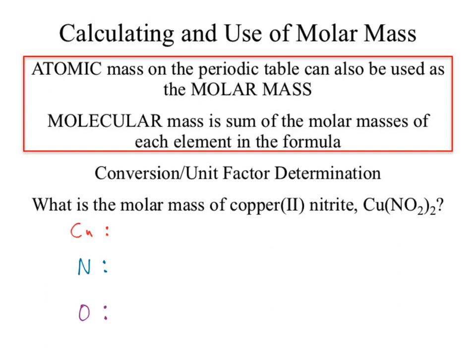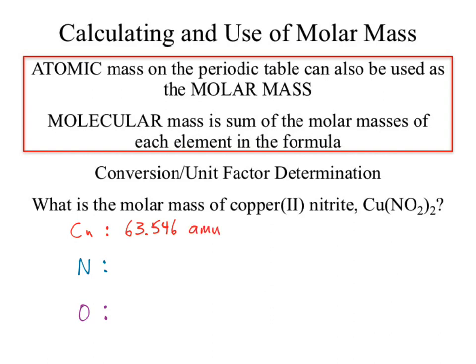Where do we find that mass information? The periodic table. So what am I looking at on the periodic table for copper? It's 63.546. 63.546 what? AMU.